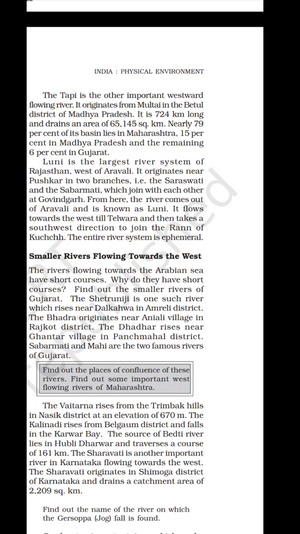Smaller rivers flowing towards the west. The rivers flowing towards the Arabian Sea have short courses. Why do they have short courses? Find out the smaller rivers of Gujarat. The Shetrunji is one such river which rises near Dalkhania in Amreli district.